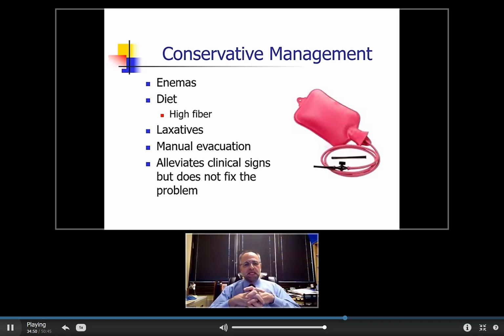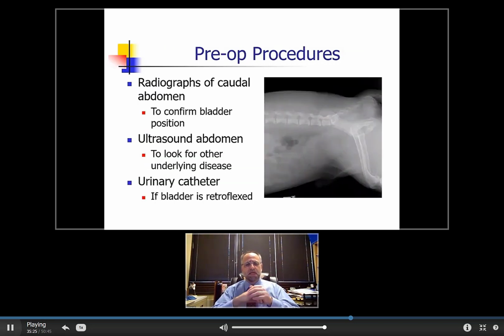Conservative management of these cases will actually alleviate signs for a very long period of time, but it doesn't take the hernia away. Typically, people have treated these with enemas when these patients are constipated or obstipated. They'll put them on high-fiber diets and laxatives to try to promote the stool moving through easier. In some cases where they become fecally obstructed, it may necessitate sedating them and doing a manual evacuation of the colon. And like I said, it alleviates some of the signs for these patients, but doesn't really fix the problem.